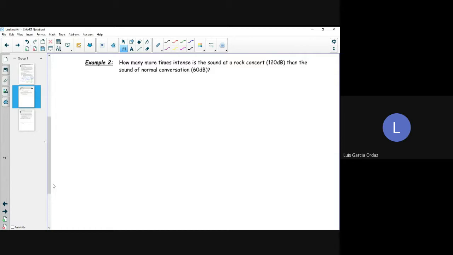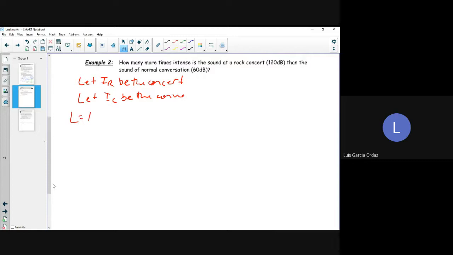So example two is, how many more times intense is the sound at a rock concert than the sound of a normal conversation? So again, we're going to do the exact same thing we did for question one. We're going to put our let statements. So we're going to let IR be the concert, and we're going to let IC be the convo. Okay, so we're going to start off with IR first.